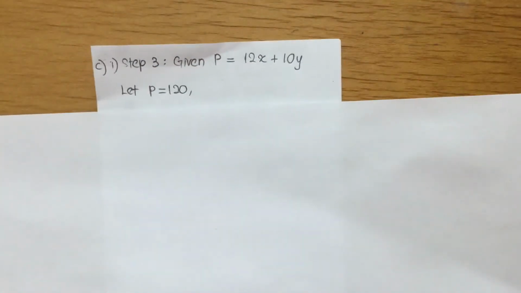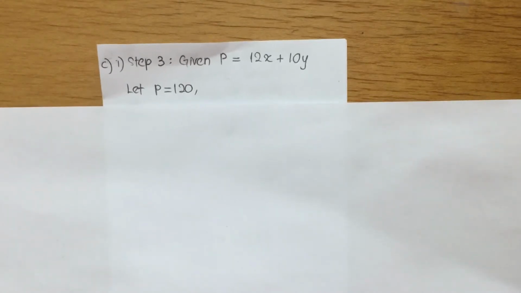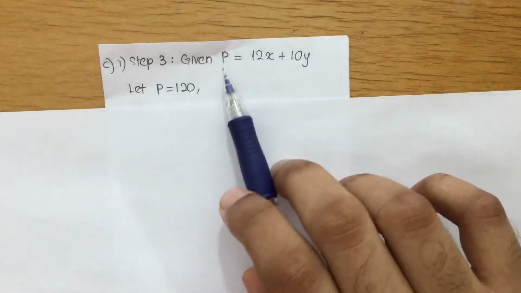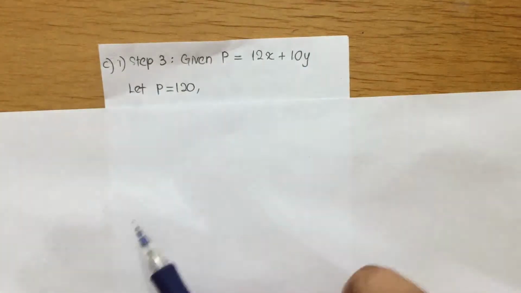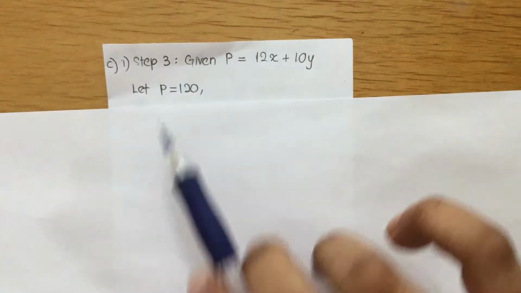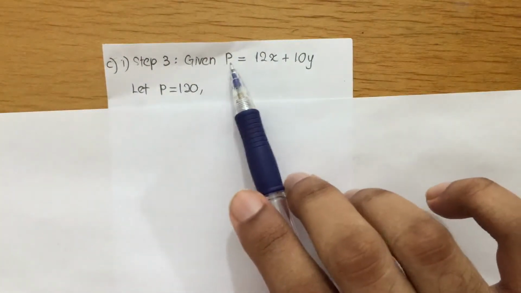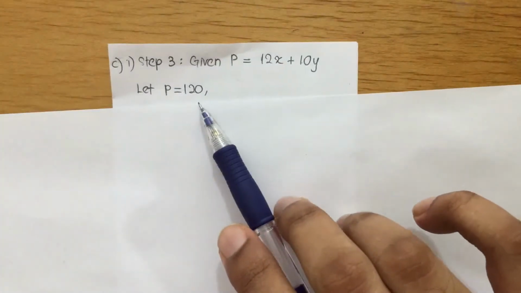Okay, for question C part 1, step 3, what we need to do is form the profit equation. Given that P stands for profit, equals 12x plus 10y, how are we going to continue? As usual, we're going to use an imaginary number. So how do we form an imaginary number?